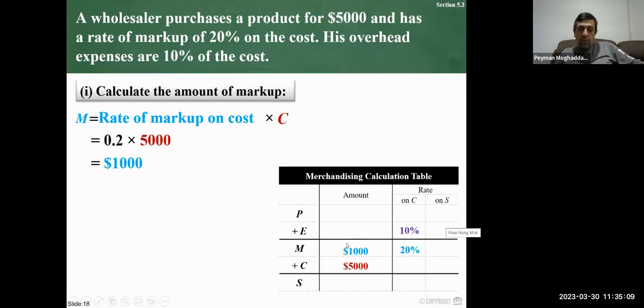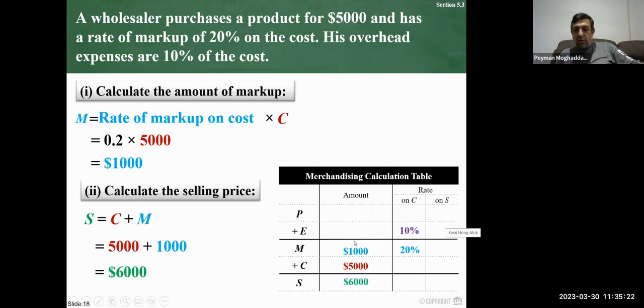So if you make that table, markup is $1,000. Overhead expenses are 10% of the cost. So expenses, 10% of the cost. So 10% of the $5,000 is going to be $500, right? So 500. Okay, let's just follow the PowerPoint. Okay, so selling price. Selling price is going to be markup plus cost. So cost plus markup is going to be selling price. It's going to be $6,000, right?